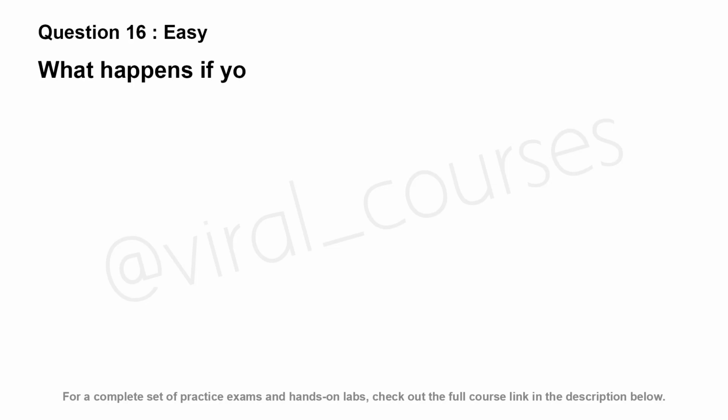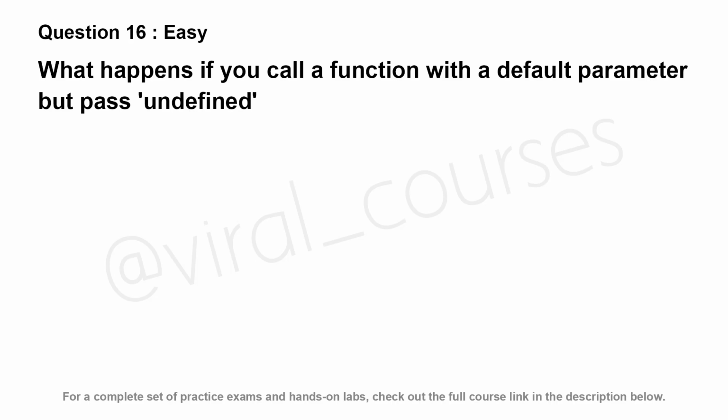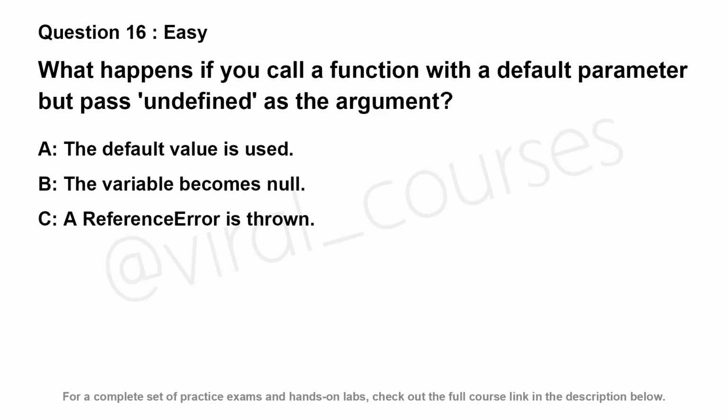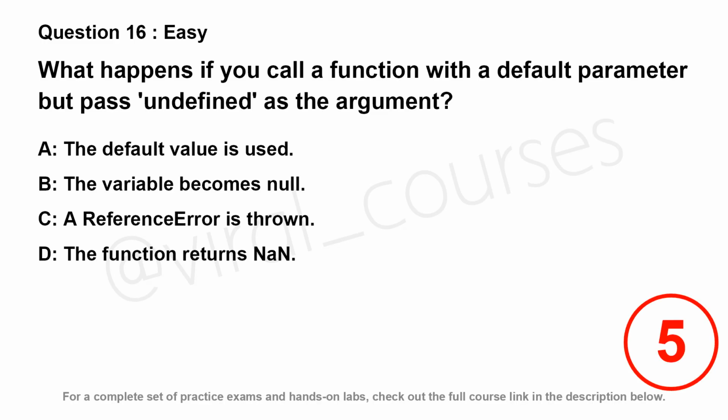What happens if you call a function with a default parameter but pass undefined as the argument? Option A. The default value is used. Option B. The variable becomes null. Option C. A reference error is thrown. Option D. The function returns NaN.